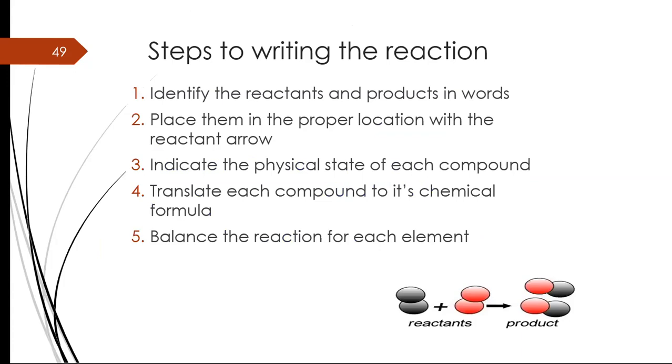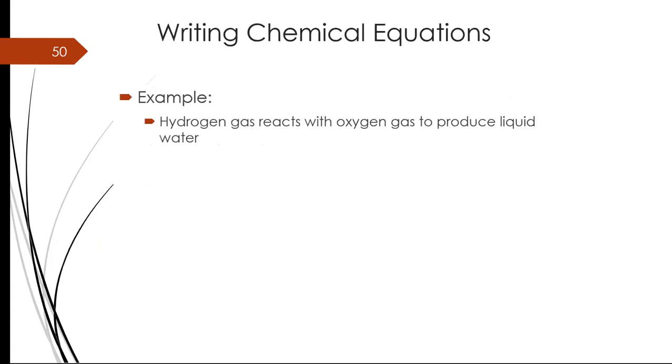So when you first get this, the first steps that you want to practice are making sure that you can identify the reactants and products in the words, and place them in the proper relationship compared to the reaction arrow. Then you indicate their states. You can then turn them into their compounds, the compounds into the chemical formulas, and then our last step is going to be to balance them. So this could be an example of how you might get a question. Hydrogen gas reacts with oxygen gas to produce liquid water.